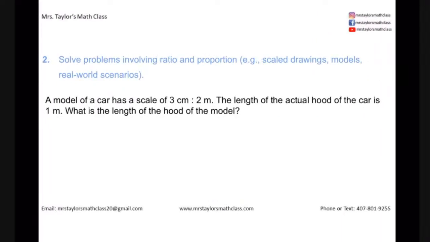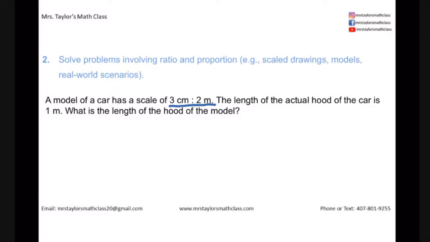So let's go to the next question. We're still on strand number 2 with the scale drawings. It says a model of a car has a scale of 3 centimeters to 2 meters. Again, you see this setup. And you know you're going to do a ratio or a fraction. It says the length of the actual hood of the car is 1 meter. What is the length of the hood of the model?